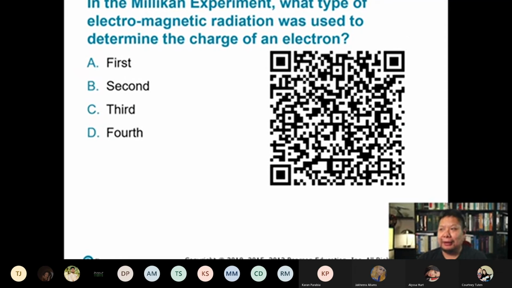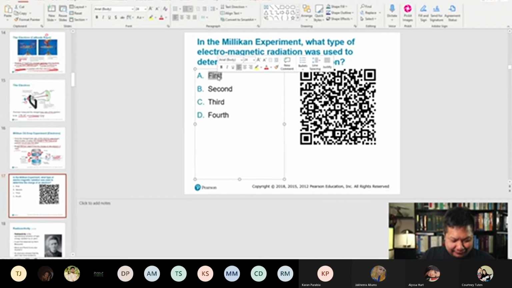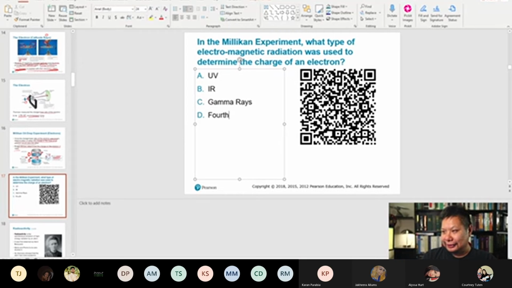in this experiment, the Millikan experiment, what type of electromagnetic radiation was used to determine the charge of an electron? I'm not going to make you answer that, because I did not change the answers to reflect what answers I wanted to be there. But I'll go ahead and tell you. I was going to say UV rays. I was going to say IR. I was going to say gamma rays. And then I was going to say X-rays.